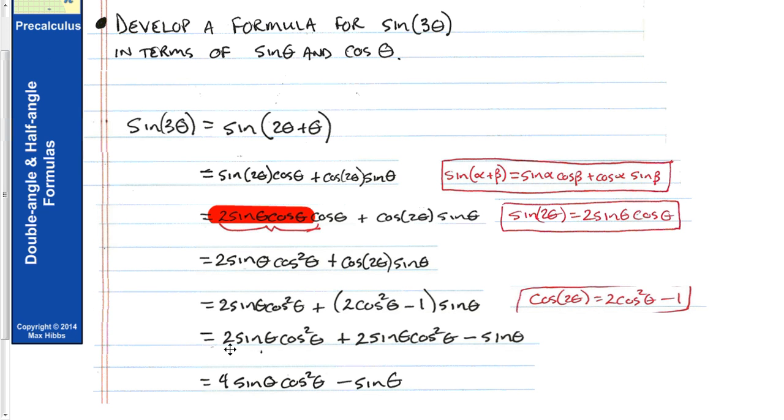I notice the term sine theta cosine squared theta, and again here, sine theta cosine squared theta, with 2 in the first position and 2 in the second position. When I add those, I have 4 sine theta cosine squared theta, and then minus the sine theta at the end. There's nothing more I can do there. I suppose I could factor out a sine theta, but in general, factoring is not necessarily making it simpler. So I've accomplished what I wanted, and that is to rewrite sine 3 theta in terms of sine theta and cosine theta only.